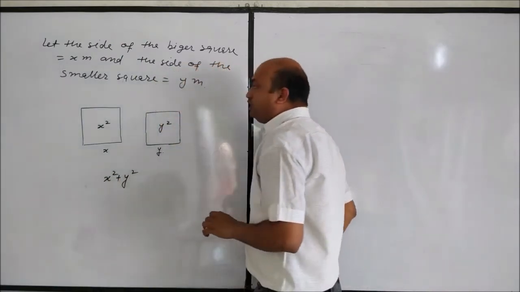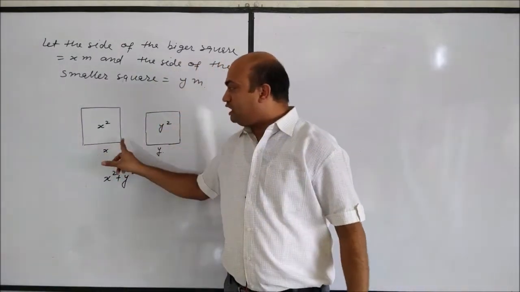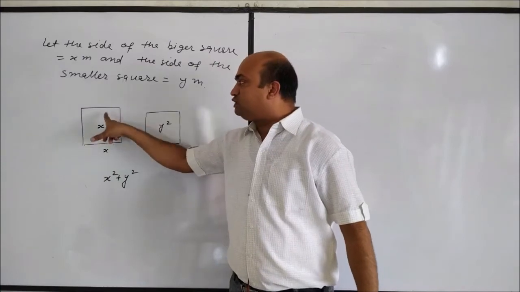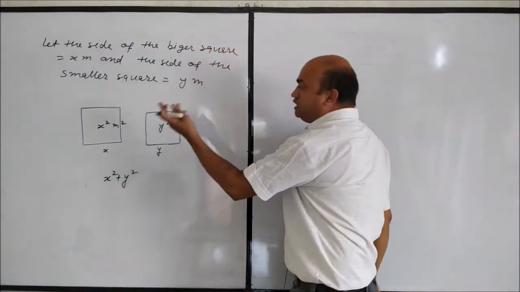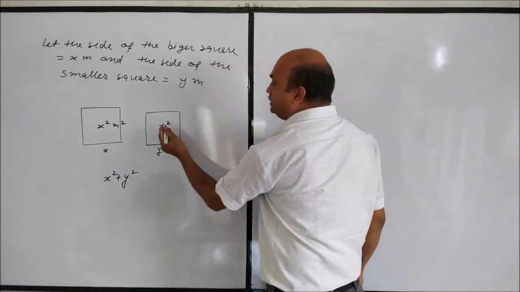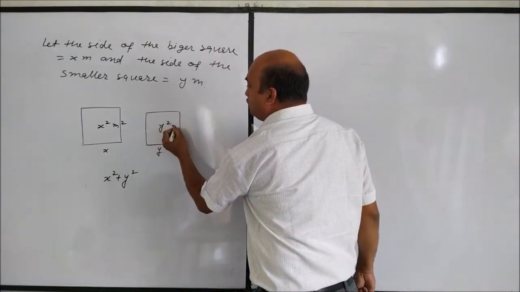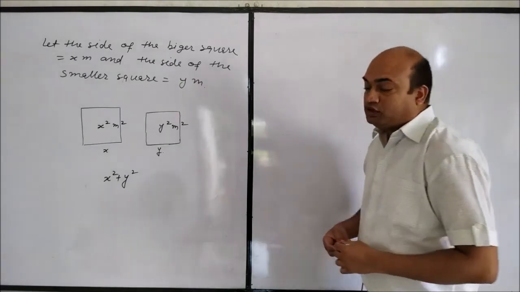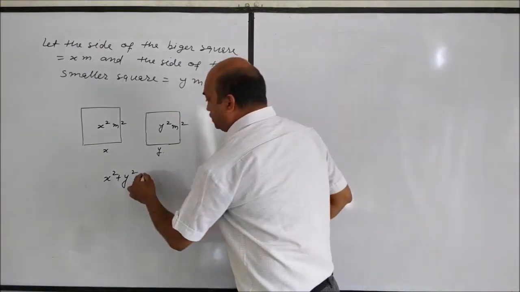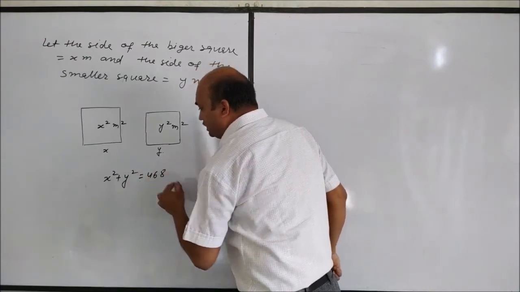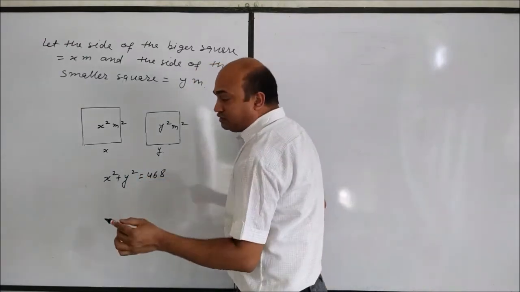What is the area of bigger square? If its side is x meter, then its area will be x square meter square. And if the side of the smaller square is y, then its area will be y square meter square. Okay. Then it is given that the sum of their area, that is x square plus y square, is given as 468.